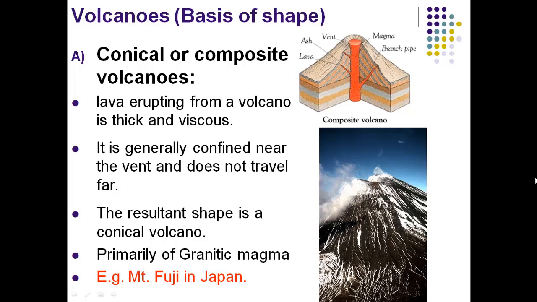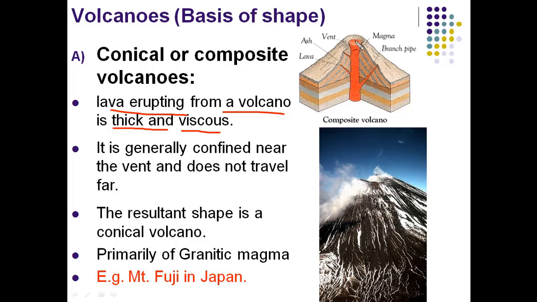Now we'll understand how conical or composite volcanoes form. As you can see in this picture, this is the cone-shaped volcano where the magma piles up on either side of the vent and takes the shape of a cone. Now what are the requirements for the formation of conical composite volcanoes? Lava erupting from such volcanoes is thick and viscous. Conical volcanoes are a result of thick magma.